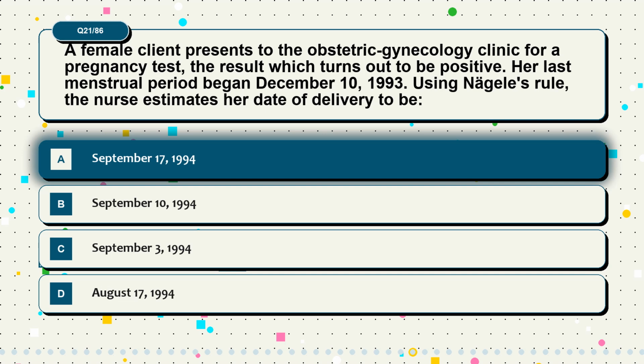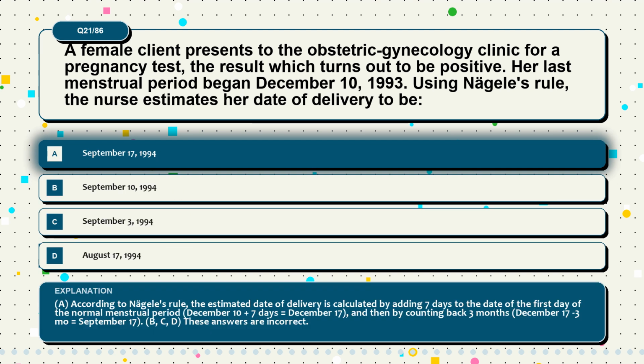The correct answer is option A, September 17, 1994. According to Naegele's rule, the estimated date of delivery is calculated by adding 7 days to the date of the first day of the normal menstrual period. December 10 plus 7 days equals December 17, and then by counting back 3 months, December 17 minus 3 months equals September 17. B, C, D. These answers are incorrect.